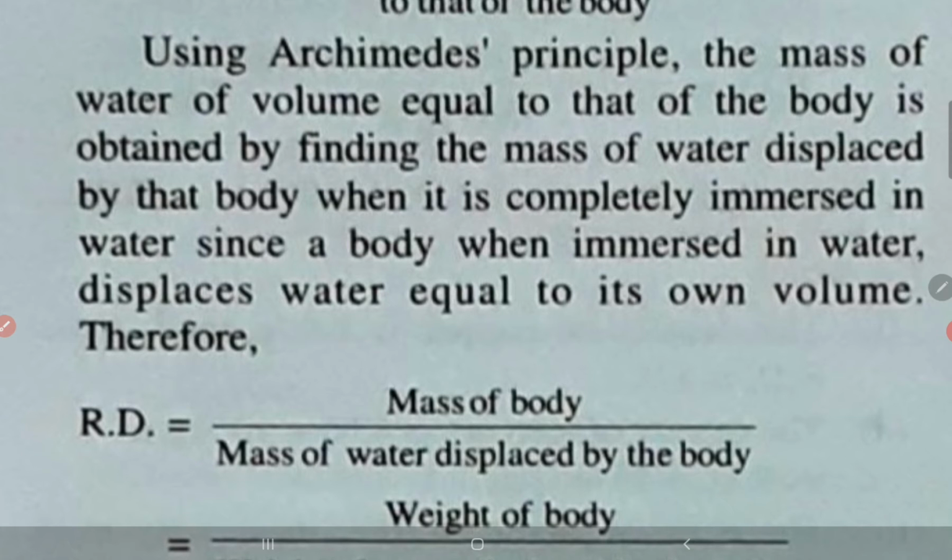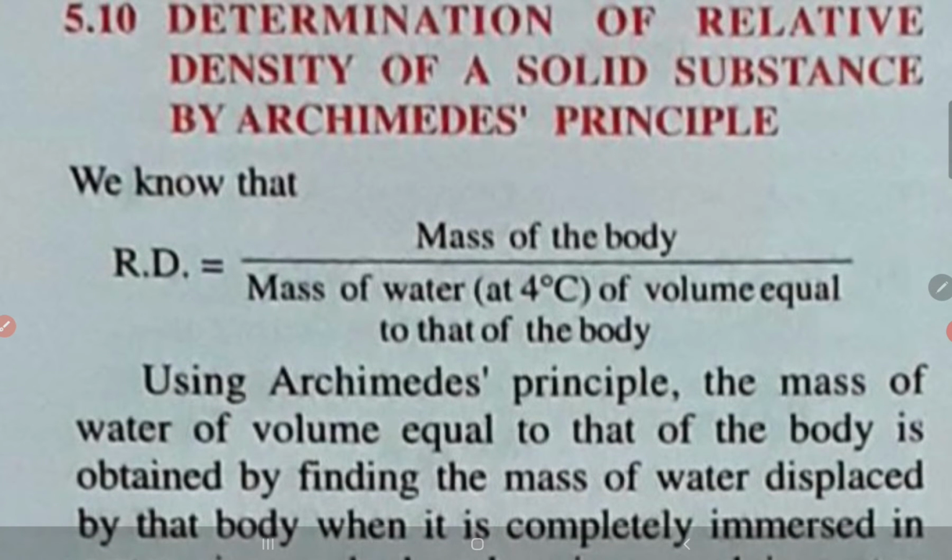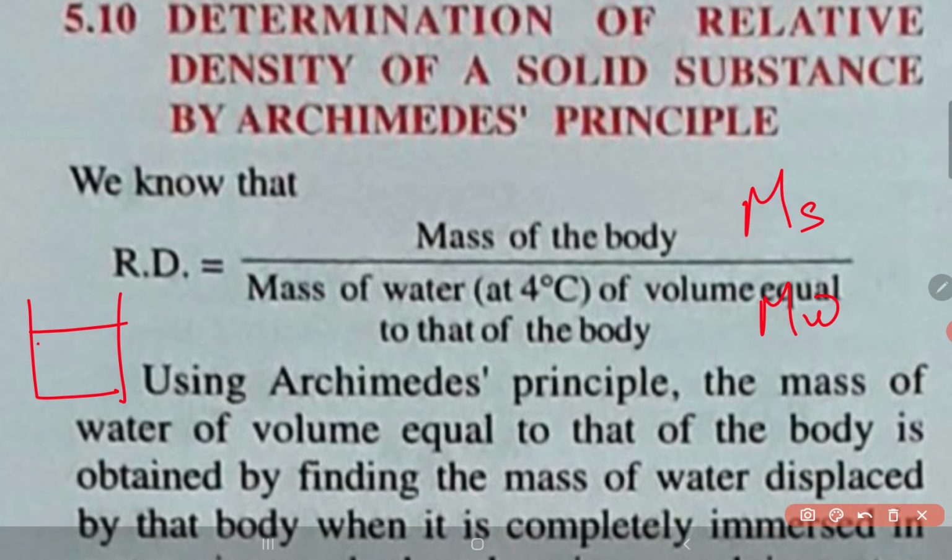Now this formula of relative density says that mass of the substance by the mass of the water of equal volume. So if we immerse the substance whose relative density is to be determined inside water, the water will get displaced. This displaced water volume will be equal to the volume of the solid.